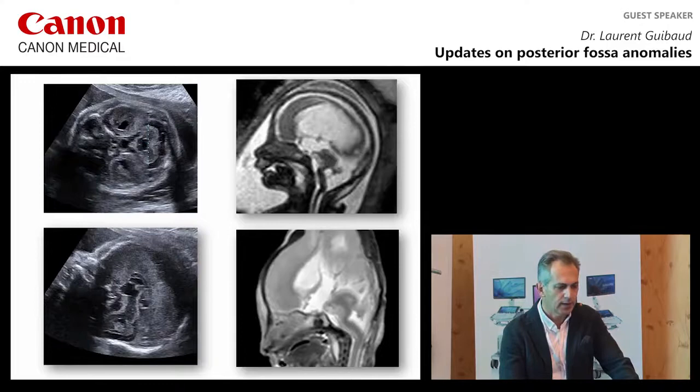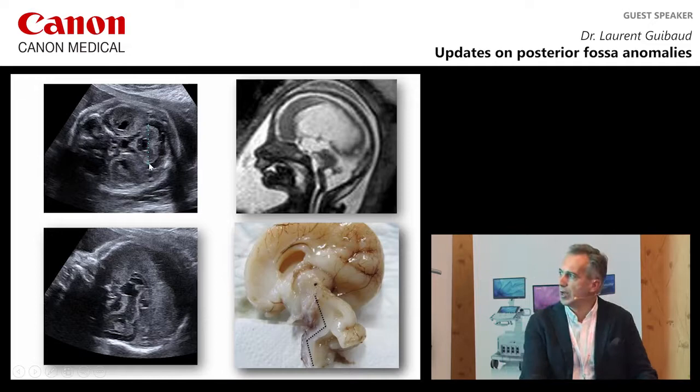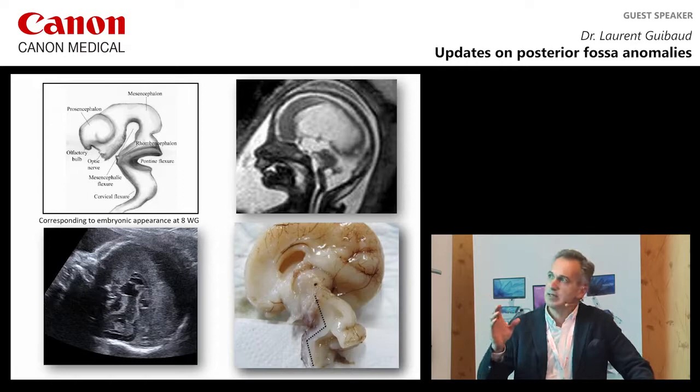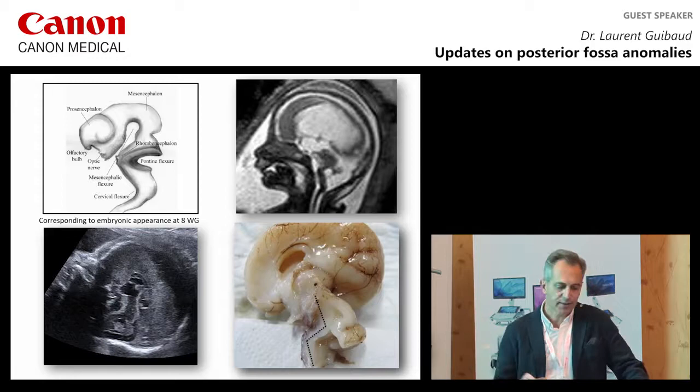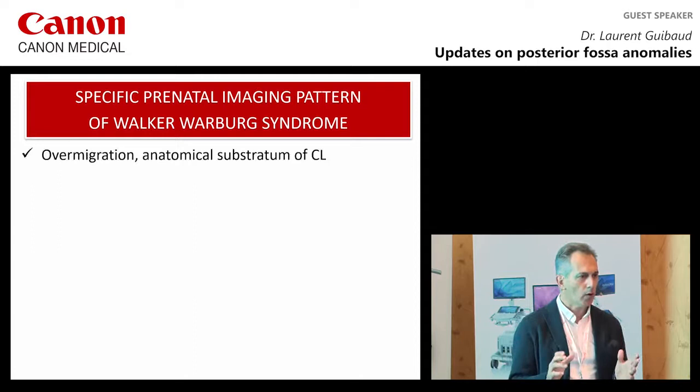If you go to the posterior fossa here, you see that the overmigration is surrounding the brainstem, also surrounding the cerebellum, and you have the Z-shape appearance of the brainstem. This is due to the fact that the brainstem is in the initial embryonic appearance that you find at 8 weeks of gestation. So I showed you a case with the specific prenatal imaging pattern of Walker-Warburg syndrome, which is related to cobblestone lissencephaly and overmigration.